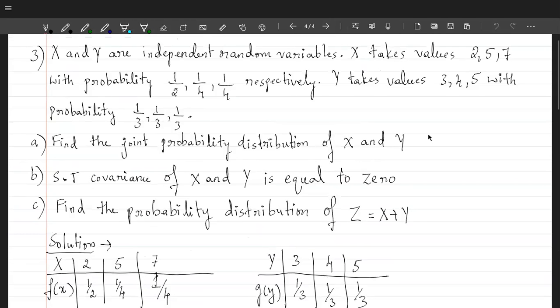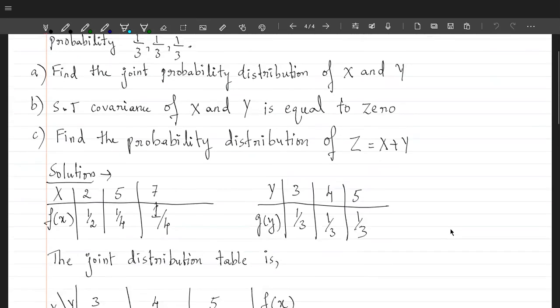Next thing which we calculate is if x and y are independent random variables. In the question itself, they have mentioned that x and y are independent random variables. X takes the values 2, 5, 7 with the probability 1 by 2, 1 by 4, 1 by 4 respectively. Y takes the values 3, 4 and 5 with the probability 1 by 3, 1 by 3 and 1 by 3. Find the joint probability distribution of x and y. Show that the covariance of x and y is equal to 0. Find the probability distribution of z equal to x plus y.